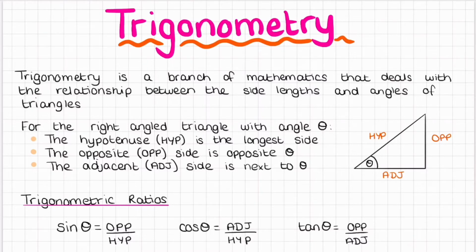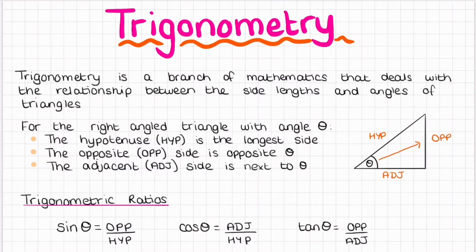So trigonometry is a branch of mathematics that deals with the relationship between the side lengths and angles of triangles. When we have a right angle triangle with angle theta, as I've got drawn there already, the hypotenuse is the longest side, which we said with Pythagoras, and then you have the opposite side to the angle and the adjacent side to the angle. So you just need to look at where the angle is. The opposite is the side directly opposite the angle you are looking at. Then adjacent is the side next to the angle you're looking at.